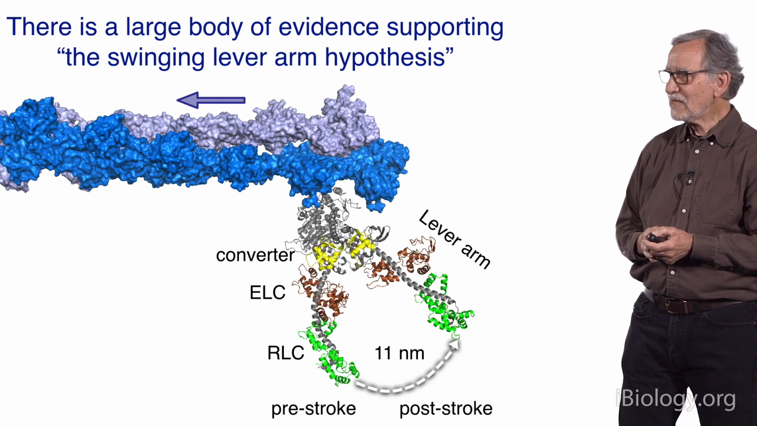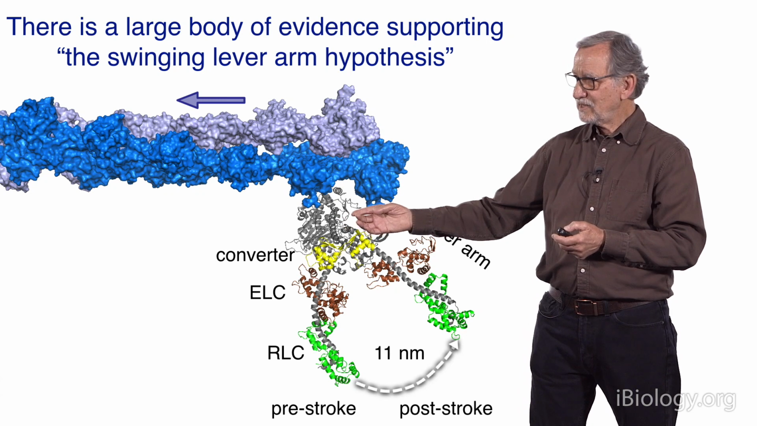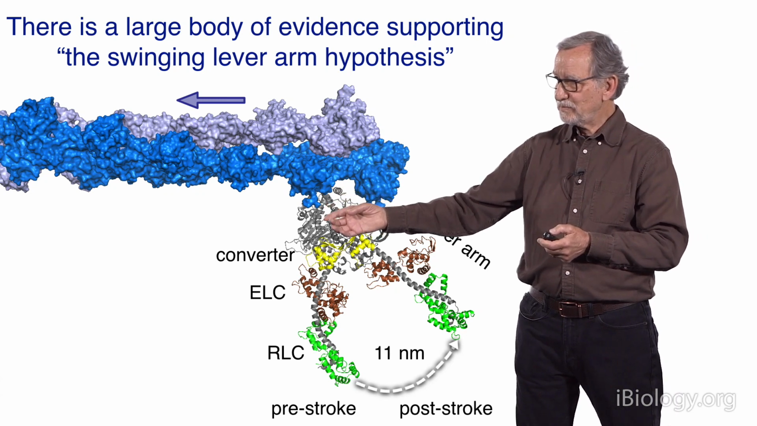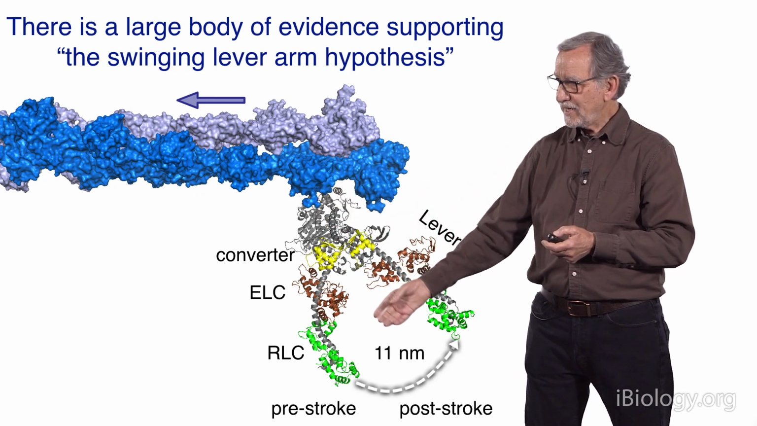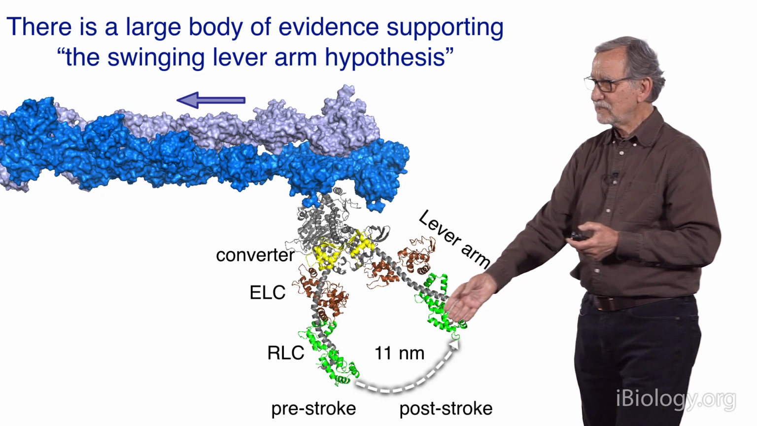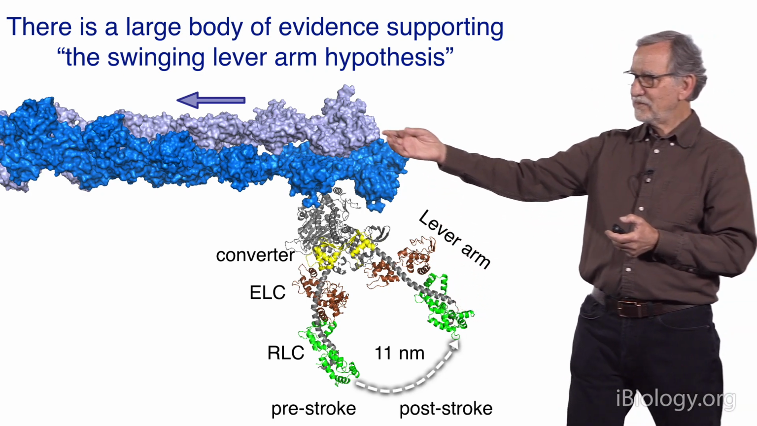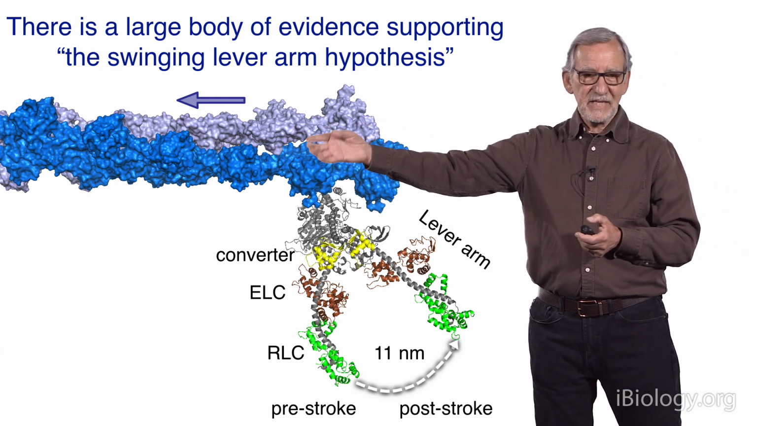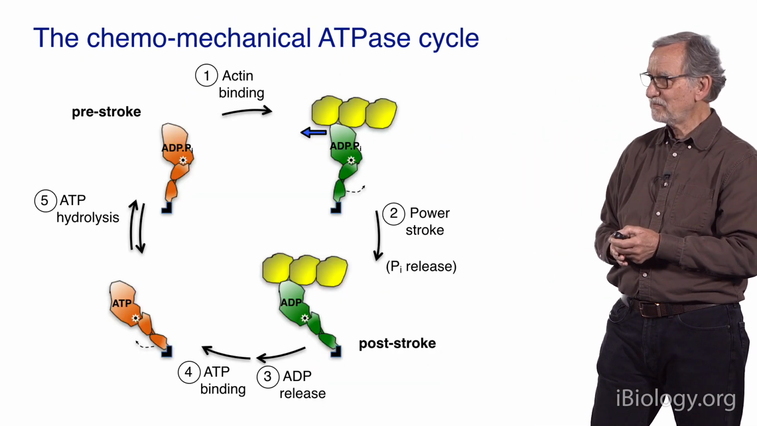Okay, so here that same swing is shown from a pre-stroke going to a post-stroke state with the head bound to an actin filament, and you'll get about 11 nanometers of movement out of that change, and therefore move the actin filament about 10 or 11 nanometers for one ATP turnover.